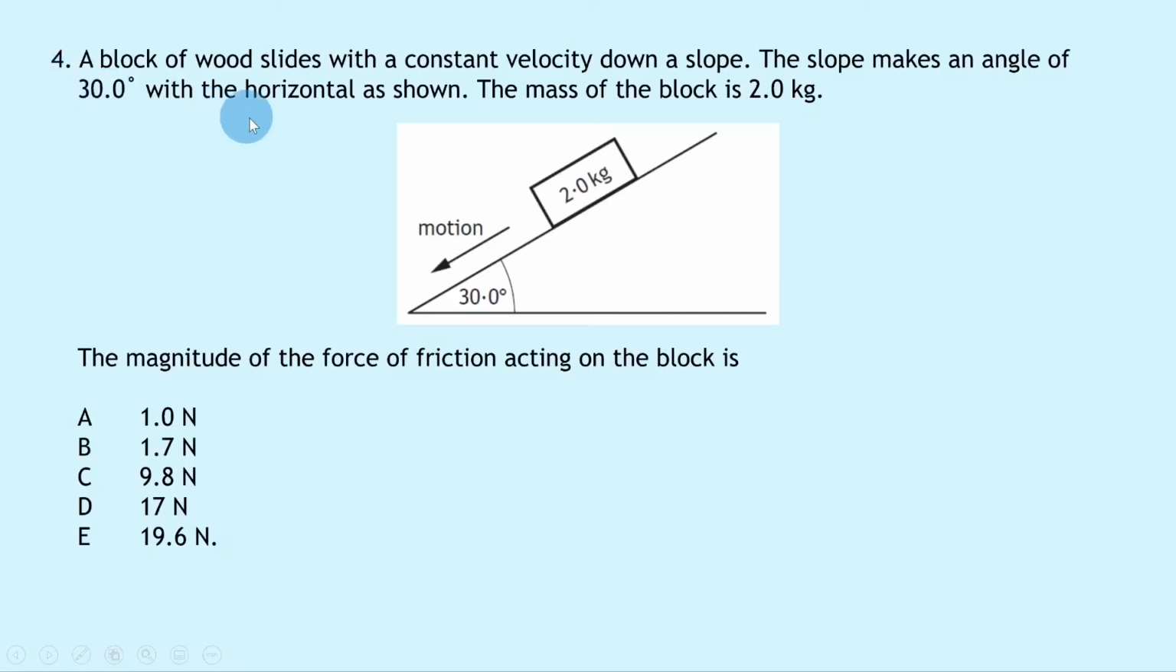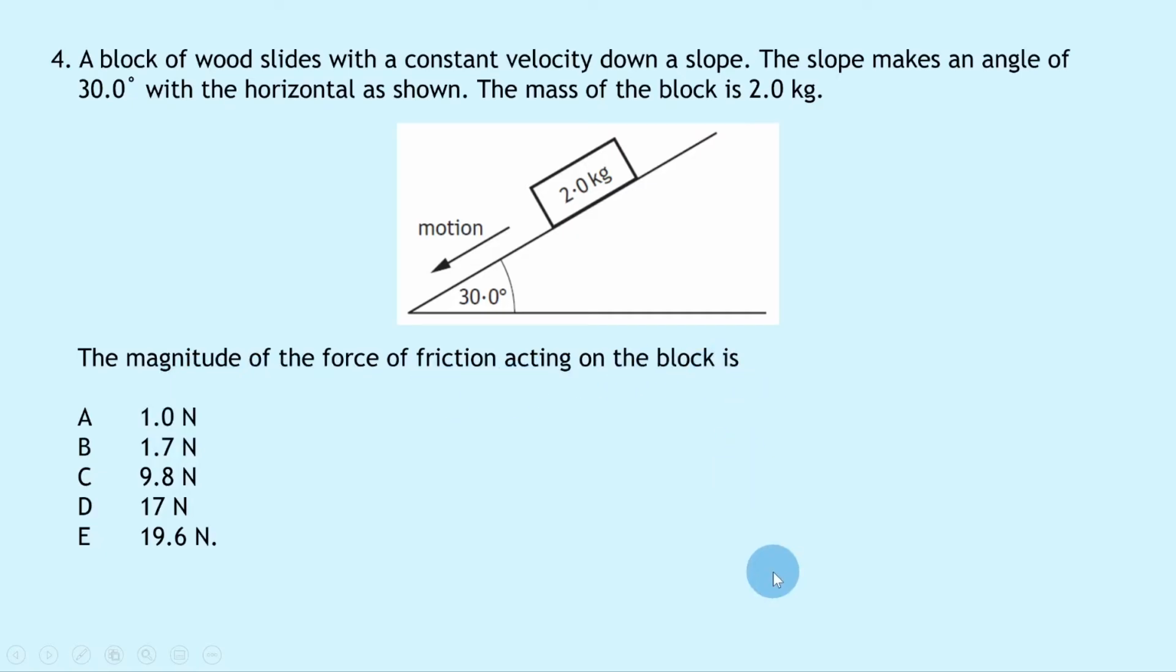Question 4 says a block of wood slides with a constant velocity down a slope. The slope makes an angle of 30.0 degrees with the horizontal as shown. The mass of the block is 2.0 kilograms. So we've got our 30 degrees for the slope here and our 2 kilogram block which is moving down the slope. It then says the magnitude of the force of friction acting on the block is.